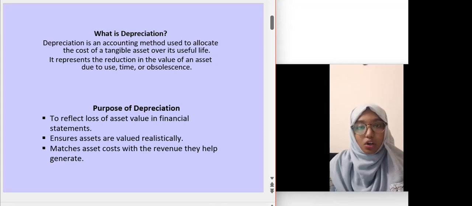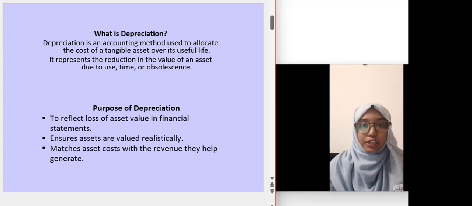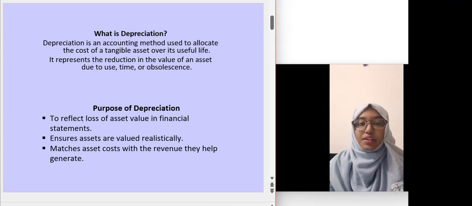Why is depreciation calculated? It is to reflect the loss of that asset value in the financial statement, because every asset which is put into use is not going to continue at the same value. Over time, as it is used, the value of the asset gets reduced when you want to sell it later. So to know that reduction in the value of the asset, depreciation is calculated. It is also to ensure that assets are valued in a realistic manner, to know the exact asset value, and to match the asset's cost with the revenue it helps generate. So we can know the revenue they are generating over and above the cost that has been incurred or lost due to the usage of the asset.